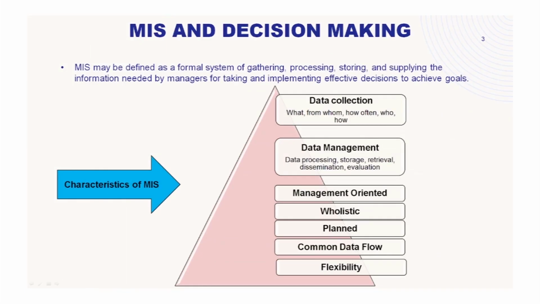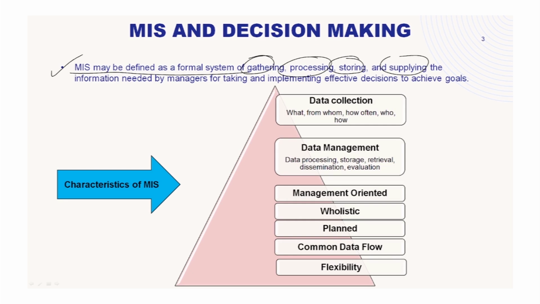So I hope these factors are clear about the barriers to decision making. In the next part, we'll try to understand a very important concept, that is the management information system. Okay, so MIS and decision making, and how these things are interrelated. So the very first thing is the definition of MIS. As you can see in the slide, MIS may be defined as a formal system of gathering, processing, storing, and supplying the information needed by managers for taking and implementing effective decisions to achieve goals.